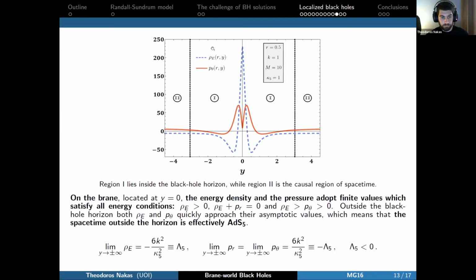Here you can see the graphs of the energy density and the tangential pressure in terms of the extra dimension Y. Notice that for this particular value of the black hole mass, region 1 lies inside the black hole horizon, while region 2 is the causal region of the spacetime. On the brane located at y equals 0, the energy density and the pressure adopt values which satisfy all energy conditions, while outside the black hole horizon, both the energy density and the pressure are such that the spacetime outside the horizon is effectively AdS5.